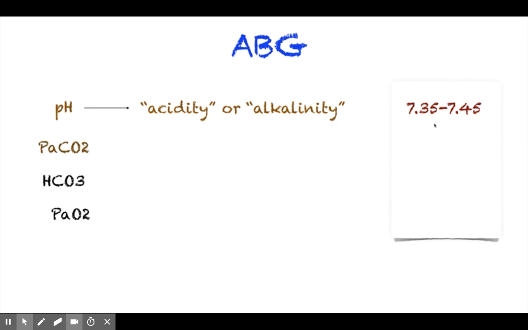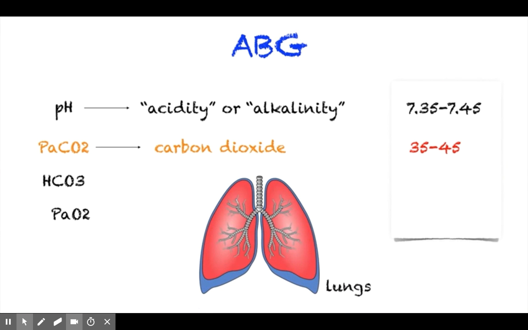Next component would be your PaCO2. Your PaCO2 is pretty much the measurement of carbon dioxide, and our normal value for this is 35 to 45. Now, it is easy to remember 35 to 45 because if you look at our pH, your pH is 7.35 to 7.45. So just remember, 35 to 45 for carbon dioxide. Another concept that I need you guys to remember about PaCO2 or carbon dioxide is that it is being controlled by your lungs. Of course, we breathe out carbon dioxide.